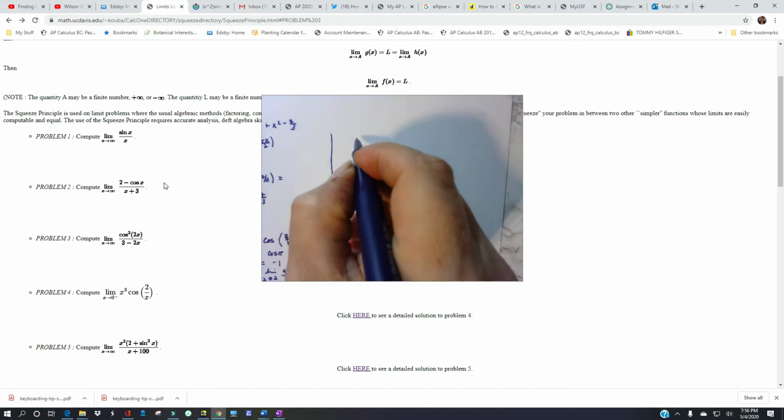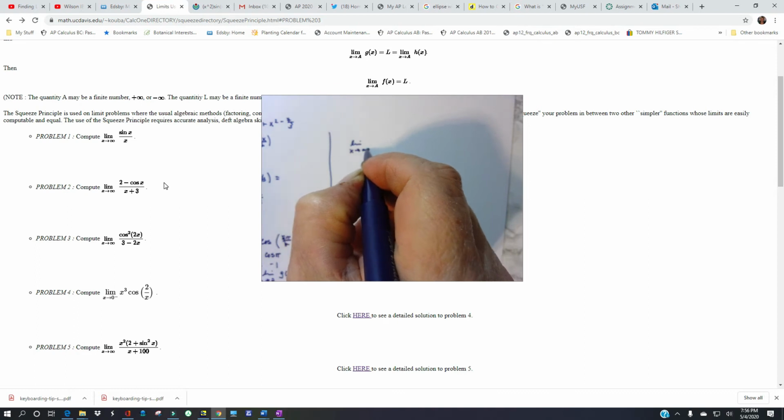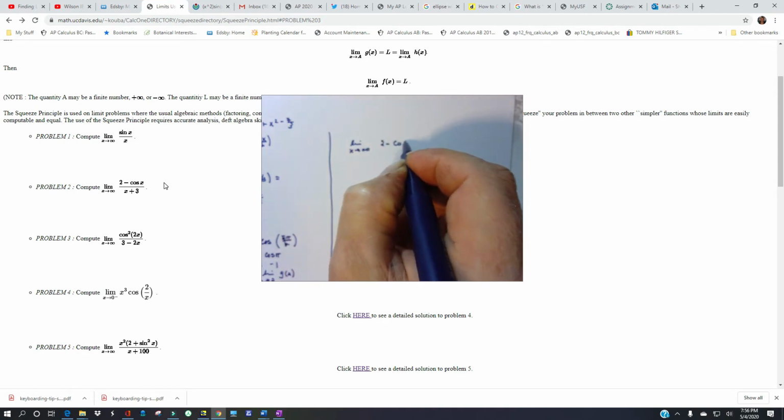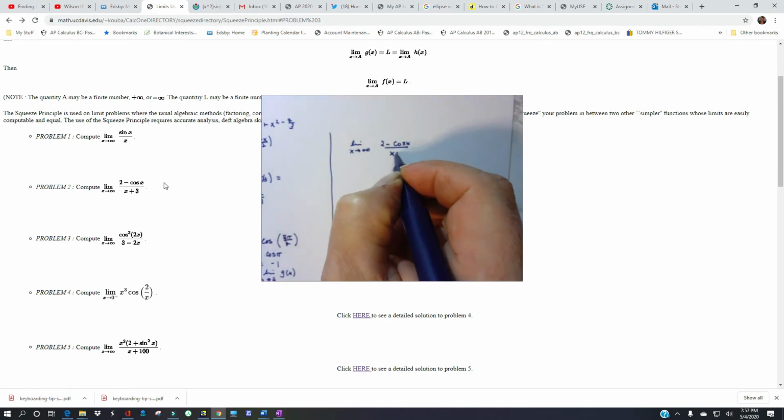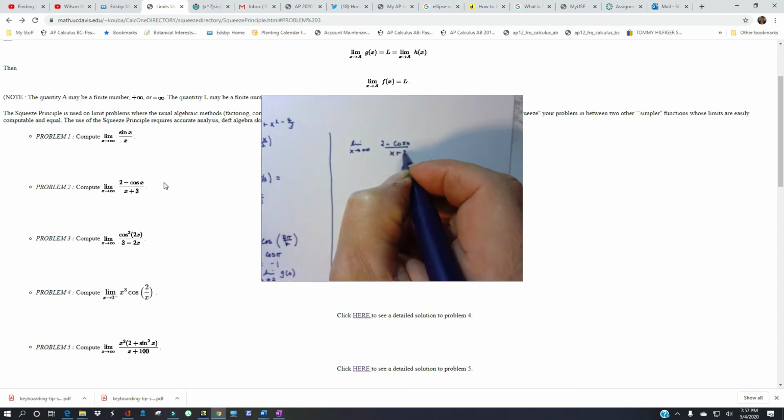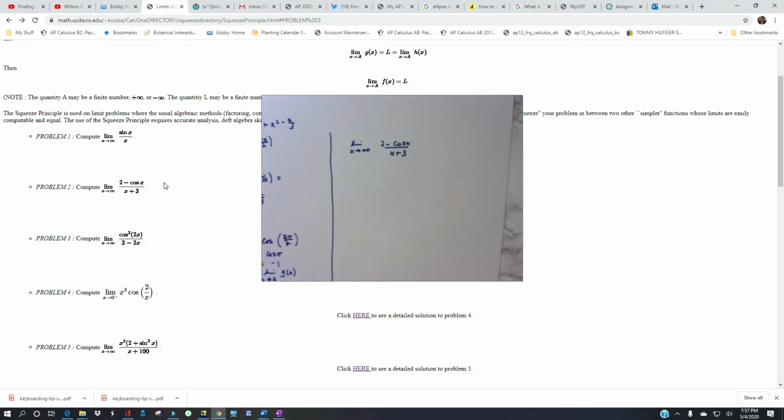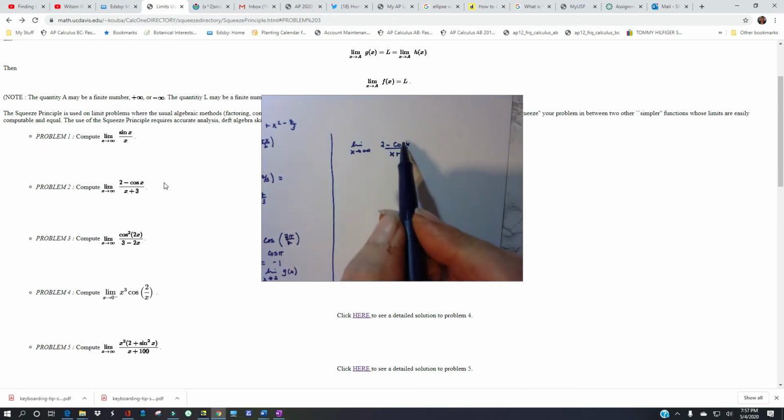Alright, so it's asking you to compute the limit as x approaches infinity of (2 minus cos x) over (x plus 3). And can we please focus? There we go. Okay, so I have that trig function in there.